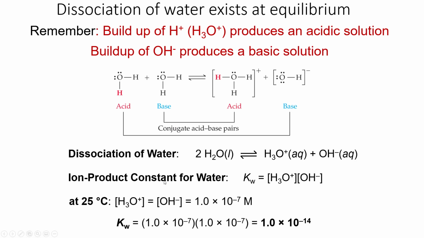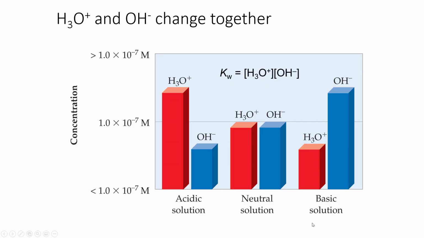And so in a neutral solution, where we haven't added any additional acid or base, the concentrations of the H3O plus and the OH minus are both equal. And those would be 1.0 times 10 to the negative 7 molarity. So when you multiply those two together, you get to this constant. But one of the interesting things about this Kw constant is that it gives us a relationship between the concentration of the hydronium ion and the hydroxide anion. And we can see that these concentrations change together.